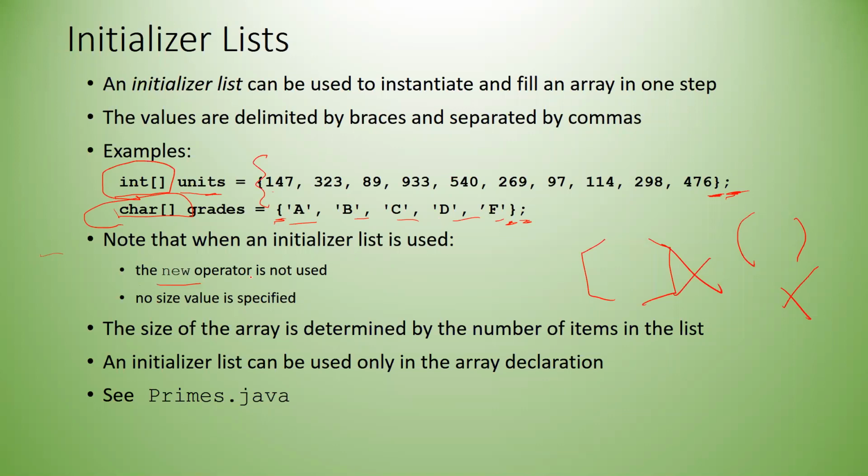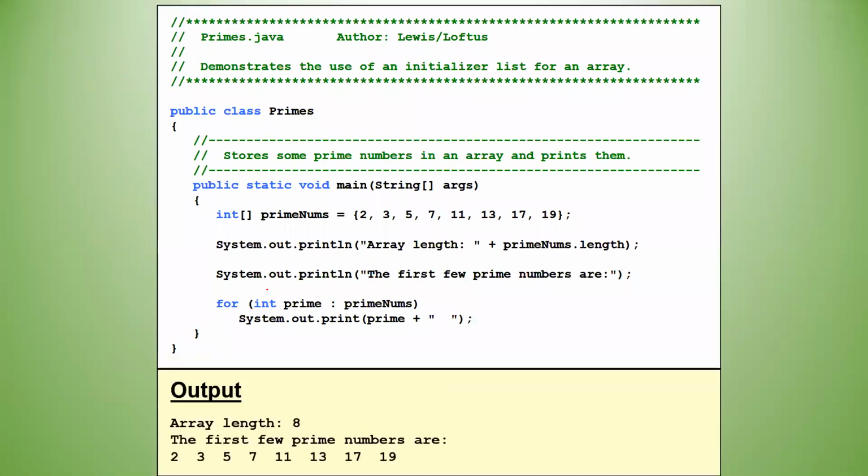Notice that the new operator is not used, and no size value is specified. Why? Because the system will look at this and decide the size value: 1, 2, 3, 4, 5, 6, 7, 8, 9, 10. So if you say units.length, it will give you 10. For this one, if you say grades.length, it will give you 5.